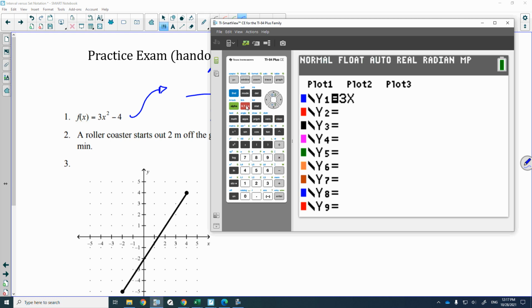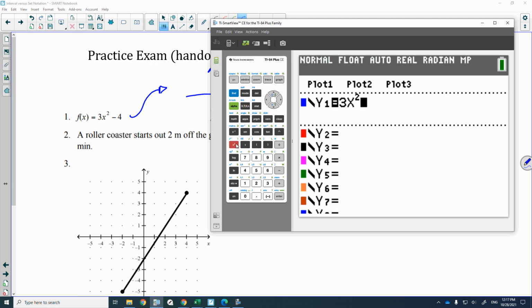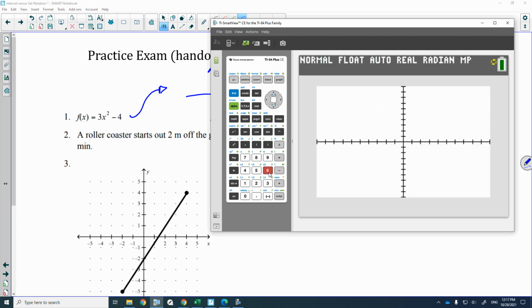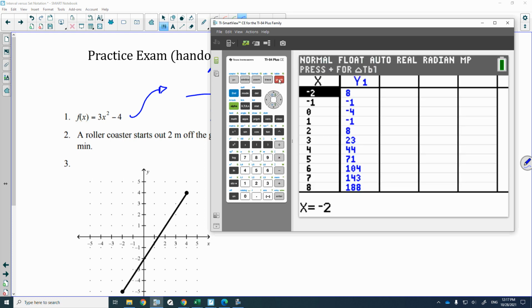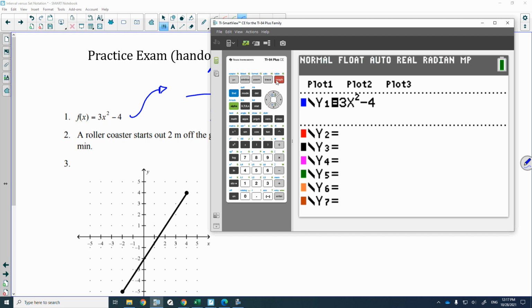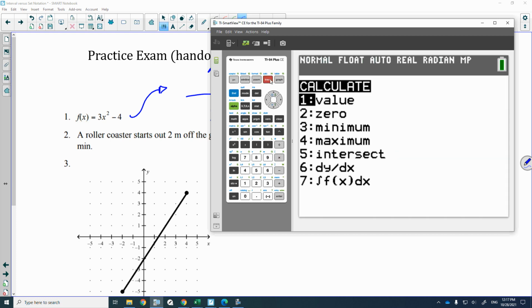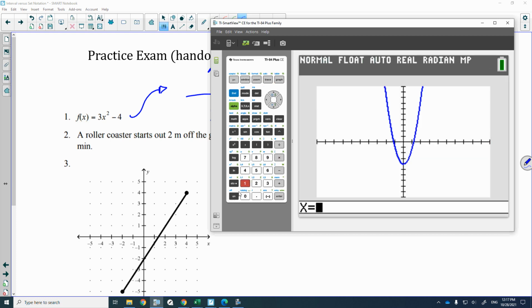So 3x, make sure you square it, minus 4. Zoom 6, because I don't know if you've changed your window, so just go back to your 10 by 10 window. So this is what the graph looks like. It's going to go forever up and out. To figure out this y-intercept, remember you could do two things. You could either look at your table when x is 0, y is negative 4, or you could second function trace a value when x is 0.